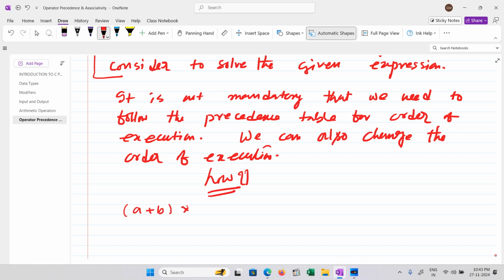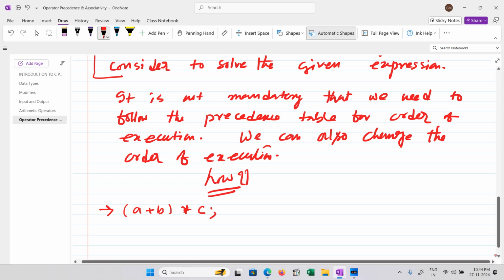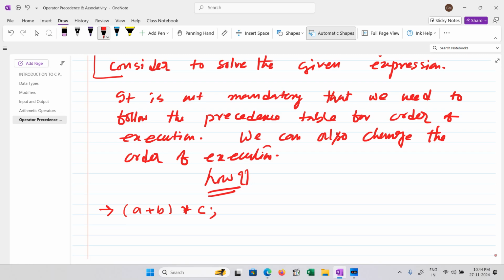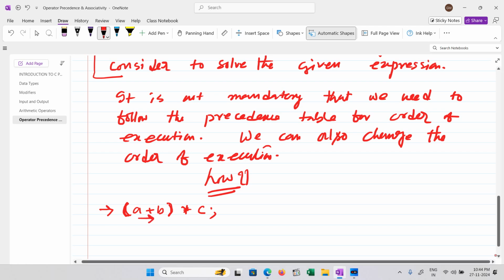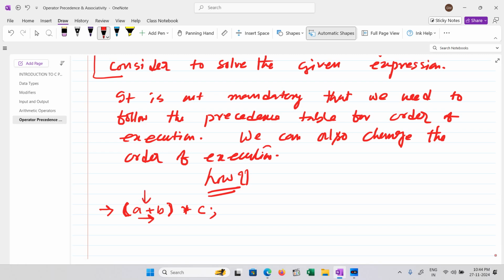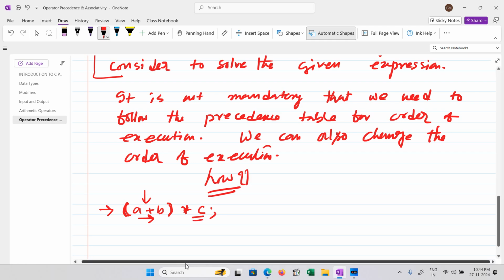So if I consider this expression a plus b multiplied by c, definitely b multiplied by c will be evaluated first. But if I do the parenthesization like this, then the compiler will follow the order of parenthesization. So first a plus b will be evaluated, followed by the result of a plus b being multiplied with c. Okay, so let's test it in our online compiler.